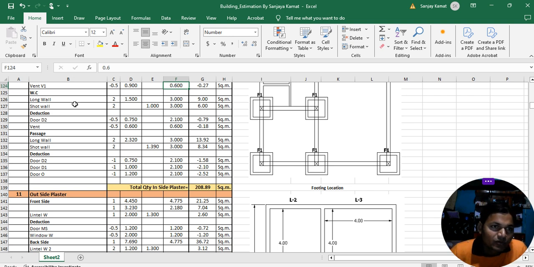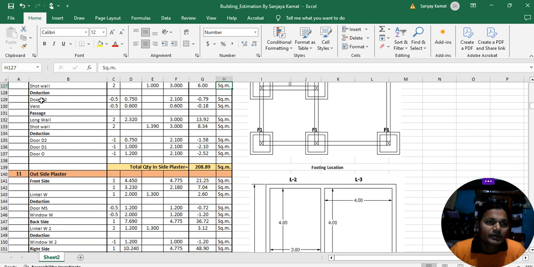Now we work for the center wall, which will have a long wall and short wall. The number of long walls will be 2, and the length of the long wall will be 1.500 meter. The thickness of this long wall will be 3 meter, and after multiplication we will get 9 square meter. For the short wall, the number will be 2, breadth will be 1 meter, and the thickness will be 3 meter. From the calculation, you will get 6.